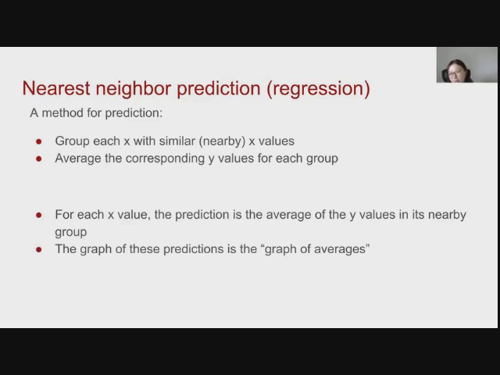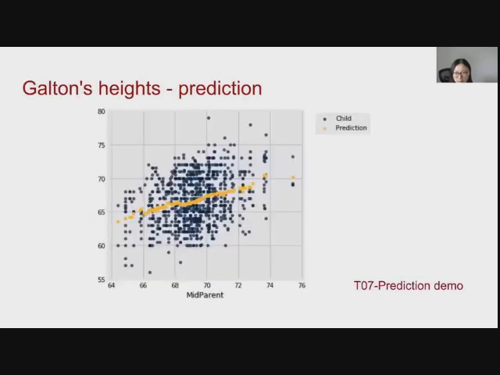And the graph of these predictions is what we call the graph of averages, pretty much what we had done. Let me show you the graph really quick. So this is what we did. We have the actual child's height, which is all the dots in blue, and the predicted value, which is the nearest neighbor prediction that we did. Again, the x-axis here is the mid-parent height, the y-axis is the actual child height, the observed ones in blue, and the predicted ones in yellow.